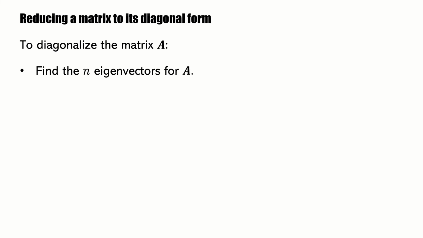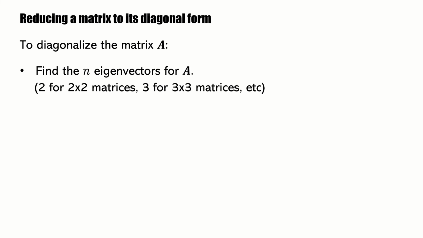calculations with. In order to diagonalize a matrix, let's call it A, then you need to do the following steps. You first need to find n linearly independent eigenvectors for A. And by n, I mean that the number of eigenvectors you find has got to be the same as the dimensions for your matrix. In other words, if you've got a 2x2 matrix, you need to find 2 eigenvectors. If you've got a 3x3 matrix, you need to find 3 eigenvectors, so on and so forth.